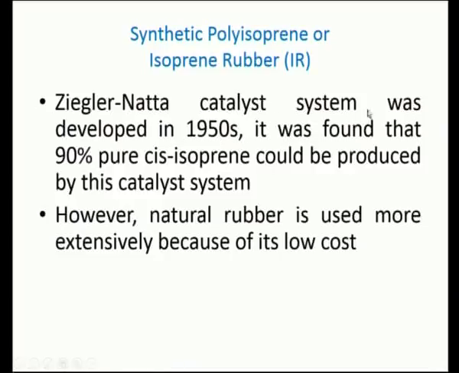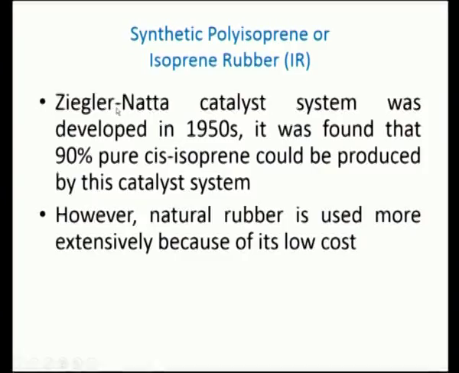The Ziegler-Natta catalyst system was developed in the 1950s. So, two different scientists, Ziegler and Natta, prepared this kind of polymer. It was found that 90% pure cis isoprene could be produced by this catalyst system. So, using Ziegler-Natta as an organometallic catalyst, you can make synthetic material with cis isoprene in the laboratory and produce it on a large scale. You do not need to prepare trans, because of the nature of the catalyst, it will produce 90% of the cis isomer rather than the trans isomer.